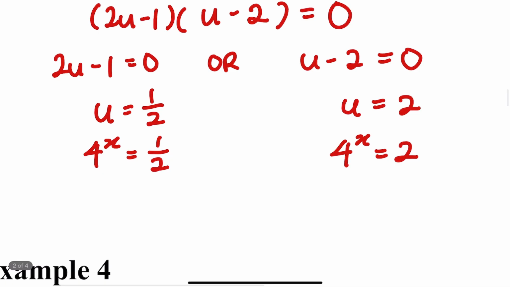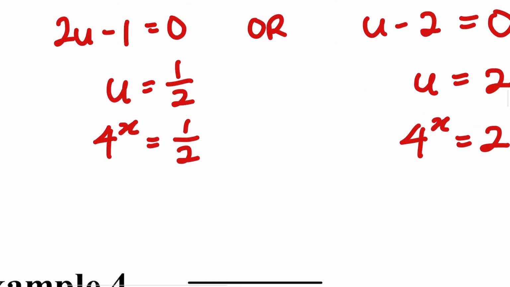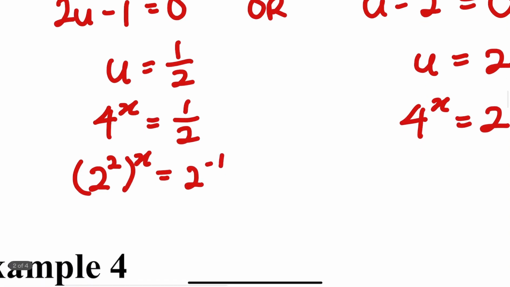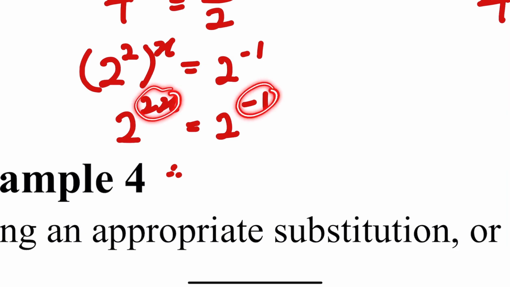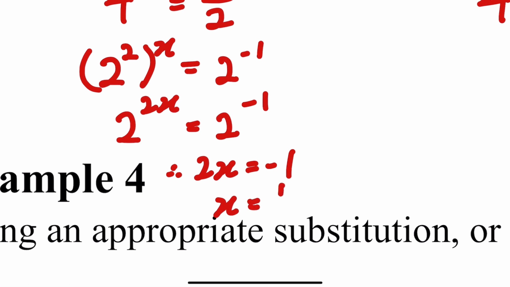Okay, then we go back to solving exponential equations. We make them the same base first. I can see that I can turn this into base 2. So over here, 4 is 2 squared, so 2 squared, power x. Half is 2 power negative 1, which means that 2 power 2x is equal to 2 power negative 1. Therefore, by same base now, I can compare the powers. 2x is equal to negative 1. x equals negative half.